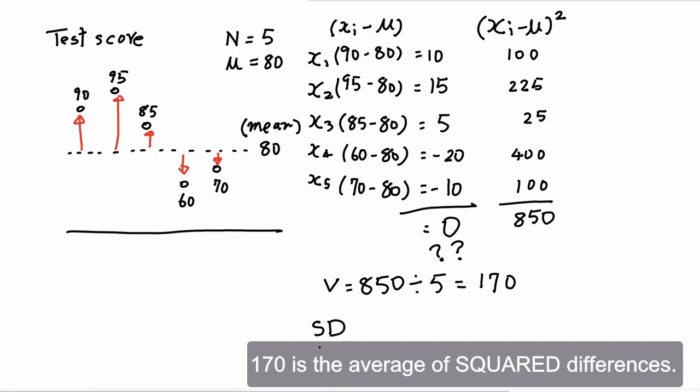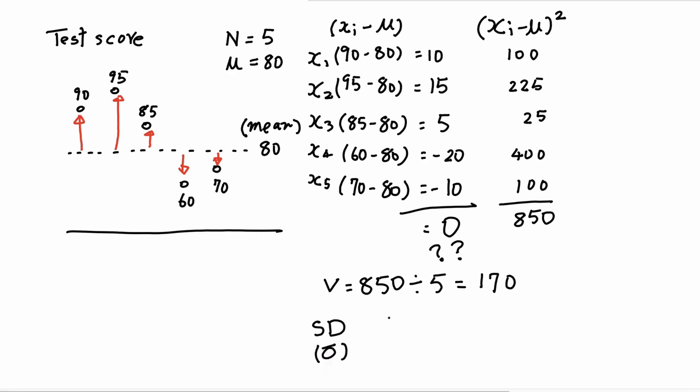In fact, 170 is the average of squared differences. Remember, we had to square each one of them to get rid of the negative signs. This is a good time to make an adjustment. And that's why the standard deviation is the square root of the variance. The square root of 170 is about 13.